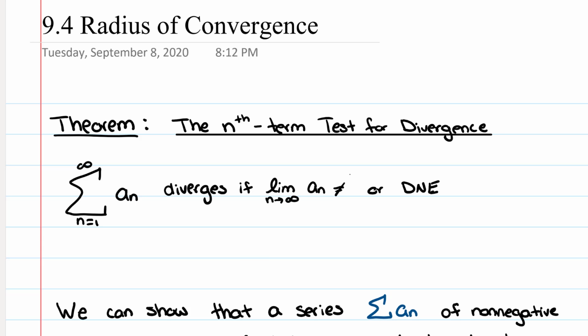The first theorem we're going to look at is called the nth term test for divergence. If you ever think a series is going to diverge, this is a great test to show that, because it always works. If you have any series of a sub n from n equals 1, n equals 2, really any n value to infinity, it diverges if the limit as n approaches infinity of a sub n is not equal to 0 or does not exist. So if you take the limit and you do not get 0, or the limit does not exist, then the series will diverge.